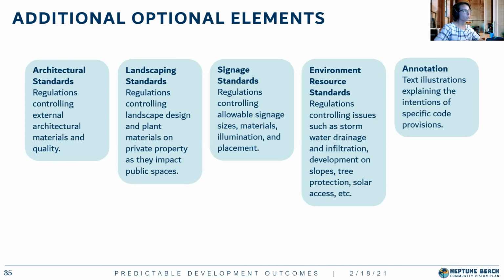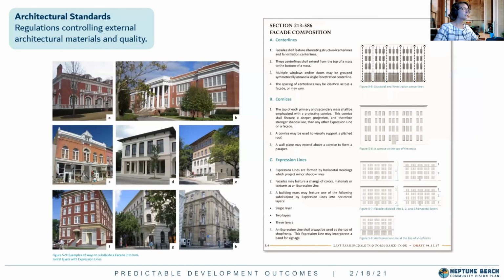There are also landscaping standards, which many conventional codes also have in some form or another, that you can use to regulate the design and types of plants that are appropriate. There are signage standards, environmental resource standards, and finally annotations. And I'll quickly go through these.